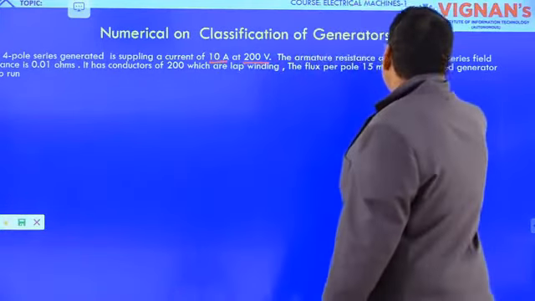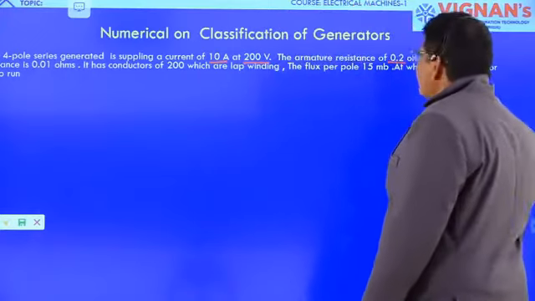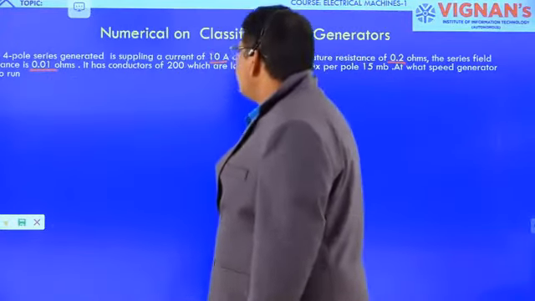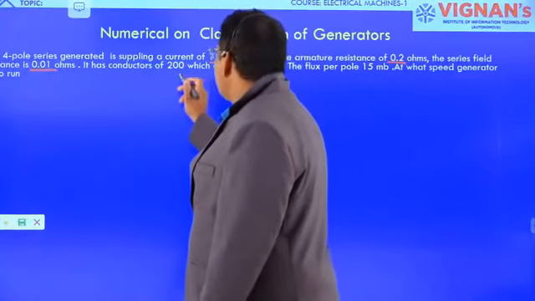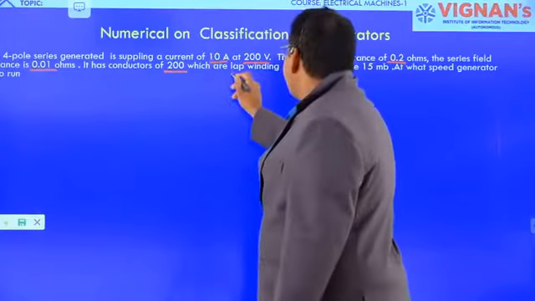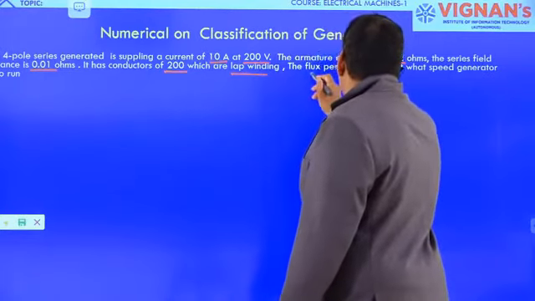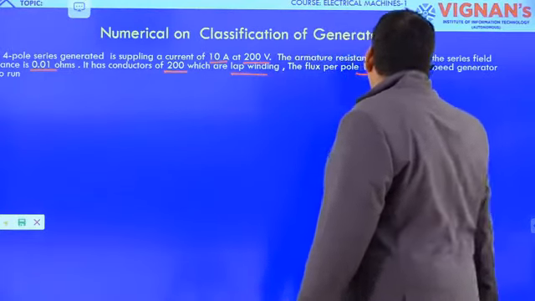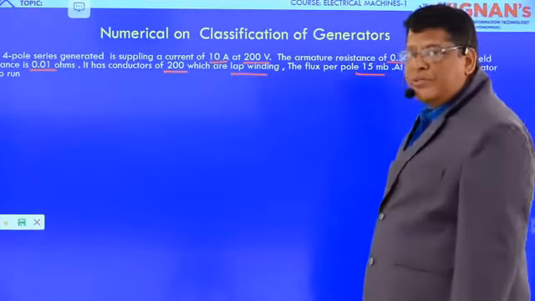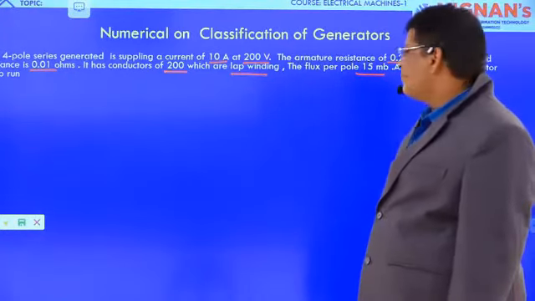The armature resistance is 0.2 ohms and the series field resistance is 0.01 ohm. It has 200 conductors which are lap wound. The flux per pole is 15 milliwebers. At what speed does the generator have to run?